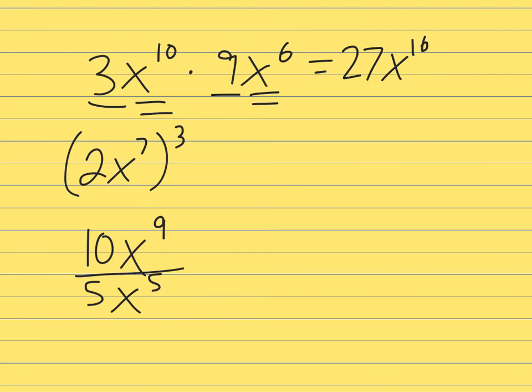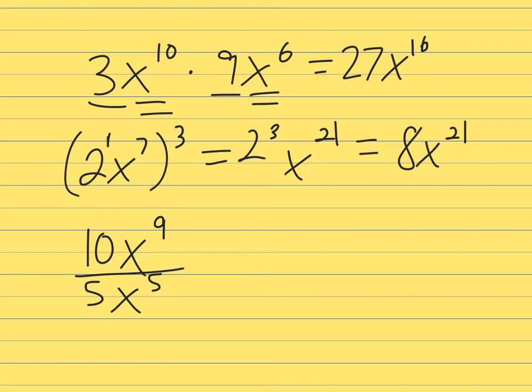Now, if I look at the second one, most kids will put 6x to the 21st. Is that correct? No, that 6 is not correct. We don't do 2 times 3. Think of this 2 as 2 to the 1st power. We have 2 to the 1st power raised to the 3rd power. So what we really have here is 2 to the 3rd power. Well, 2 to the 3rd power is not 6. 2 to the 3rd power is 8. So we have 8x to the 21st power.